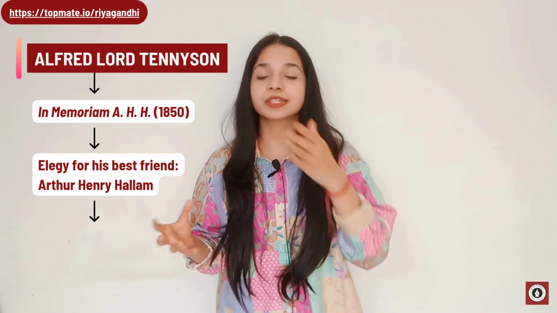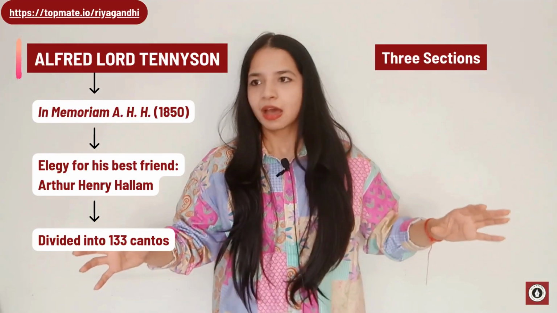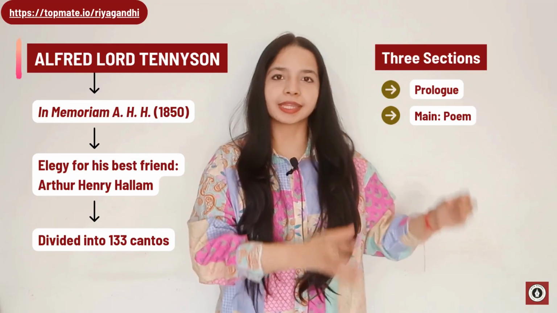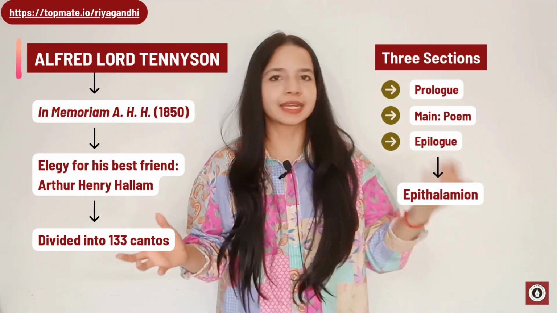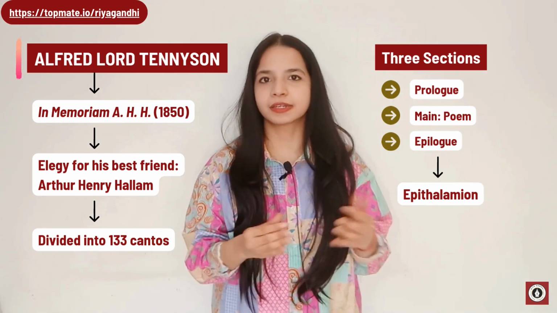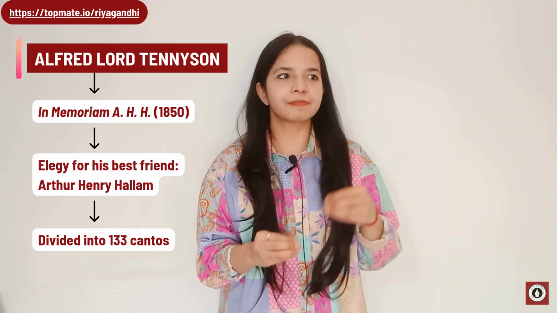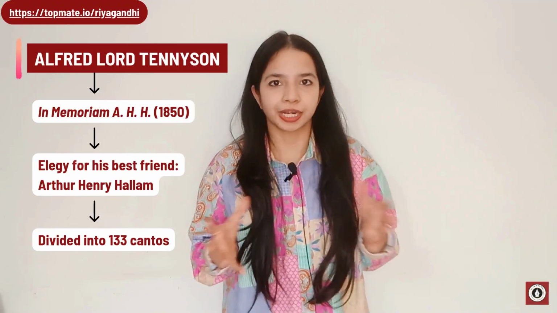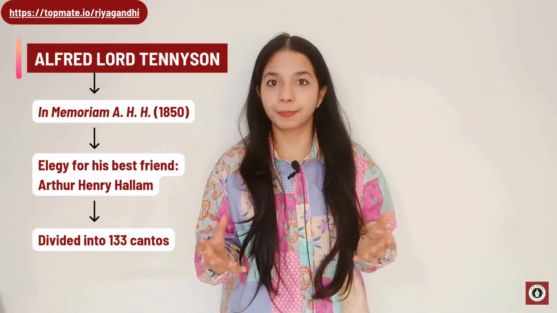Now, this entire work is huge. It spans across 133 cantos, divided into 3 sections, starting with the prologue, the main section of the poem, and finally the epilogue. The epilogue basically ends with an epithalamion. What is an epithalamion? A wedding song, celebrating the marriage of his sister, Cecilia. So this entire work is not just capturing pain, sorrow, or sadness. It also talks about celebration. It celebrates the potential of a new life, as we saw towards the end of the epilogue, right?